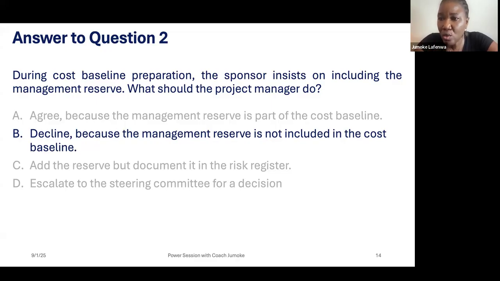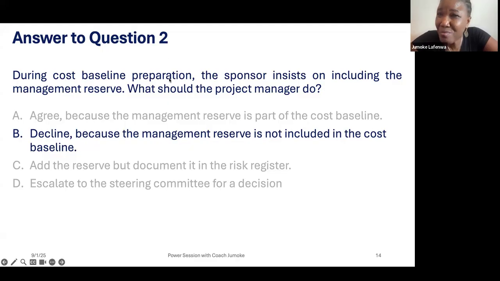So if it is within your limit, you don't escalate it. If you are to resolve a problem and you are unable to, after you have made some attempt, then you can escalate. The reason Adelaide gave is the best because the management reserve is not part of what you control as a project manager. And the question is clear.